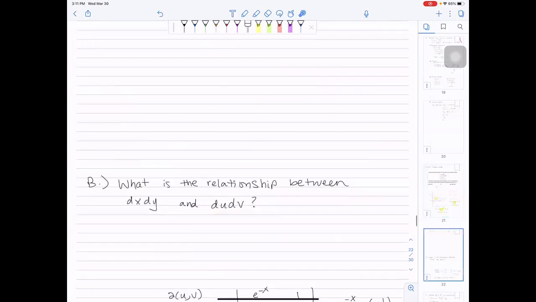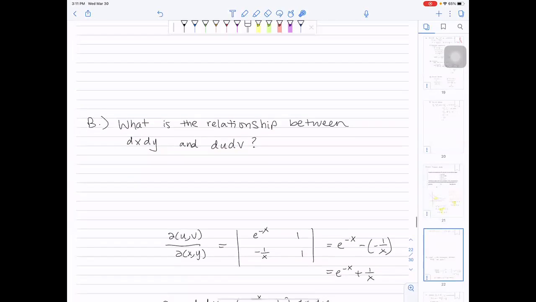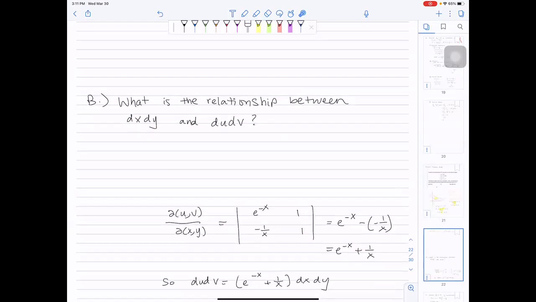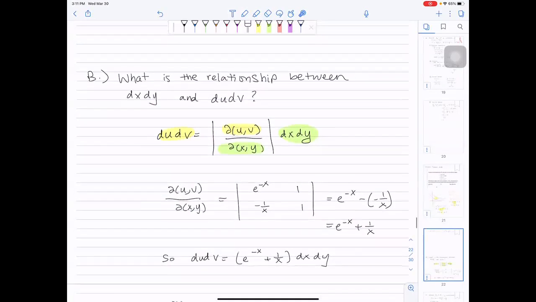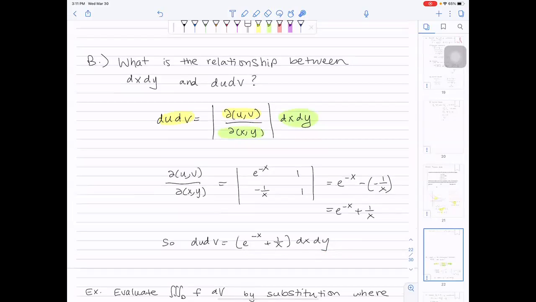Okay, so the next question would be, what is the relationship between dx dy and du dv? That would be using the change of variables theorem. So the change of variables theorem would say du dv equals the Jacobian, or the determinant of our derivative matrix, times dx dy. How I remember whether u and v or x and y is on top is that whatever's on the left side should match my top, and whatever's on the right side should match my bottom. Then you can compute that determinant, and you would see that du dv equals this. Any questions on that?